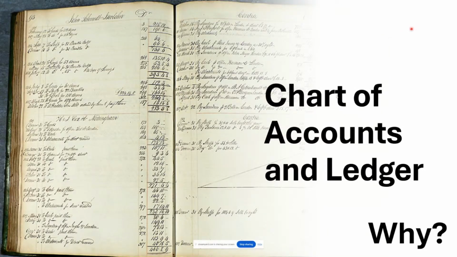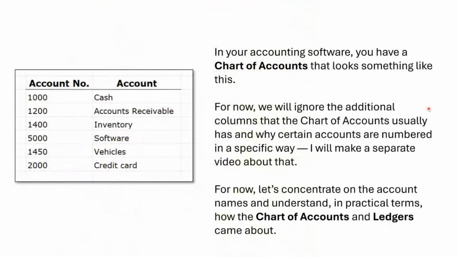So as promised, we're going to review right now chart of accounts and ledger, right? And how it's used. Depending on your software, your chart of accounts might look slightly different, but in the general structure you would see some sort of account number and account name, right? There are more columns here. We're going to discuss it in separate videos.